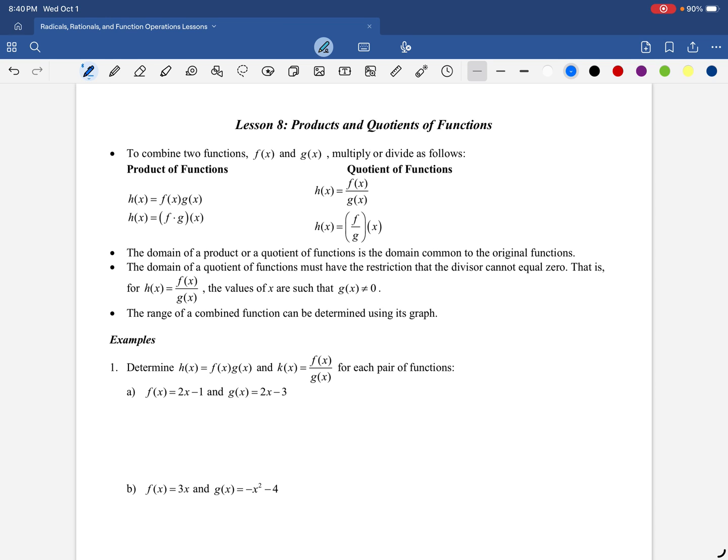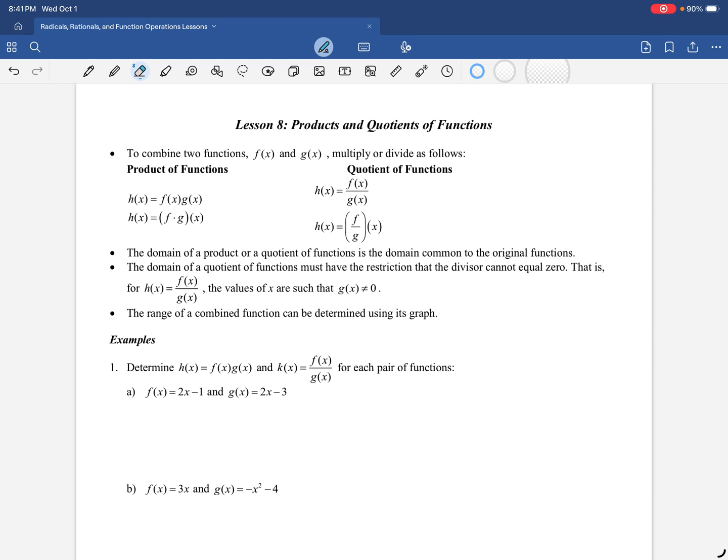It says we can create function h of x as the product of f of x times g of x. You'll notice directly below it, instead of having them written side by side as f of x, g of x, you can also have it written with this f and this little dot in the center. We know that a dot in mathematics does indicate a multiplication. So when we see that f dot g of x, we know it means f of x multiplied by g of x.